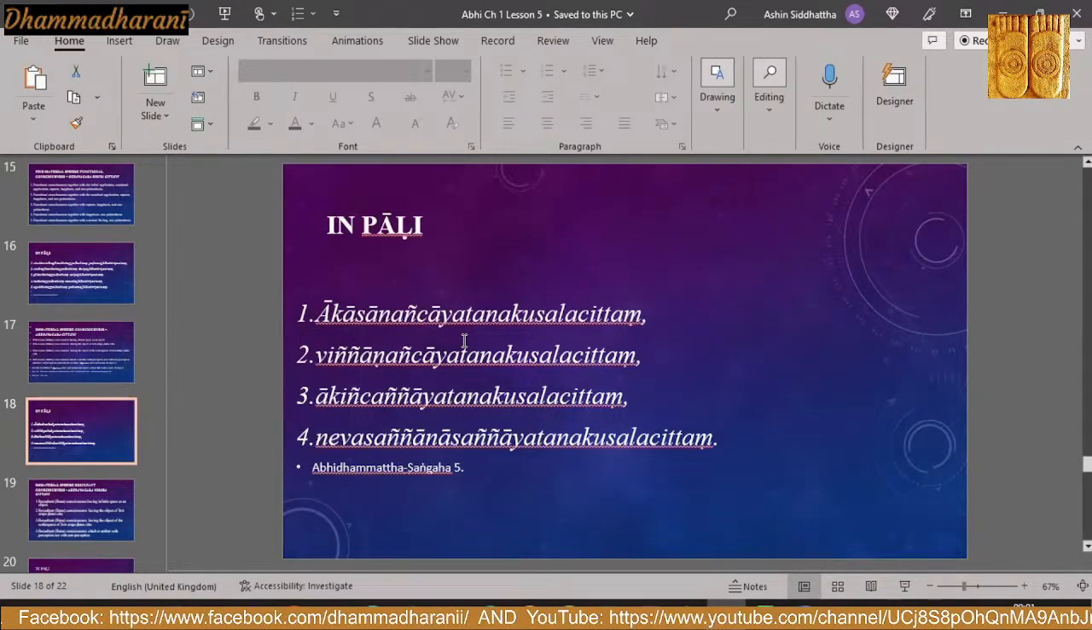The space we call Akasa. Wholesome, kusala. Ayatana here means object. So, Akasanancayatana Kusala Chittang, the first Arūpāvacara Kusala Chitta. Second one, Viññānancayatana Kusala Chittang. Viññāna means consciousness. The object is the first consciousness. Therefore, we name it Viññānancayatana.